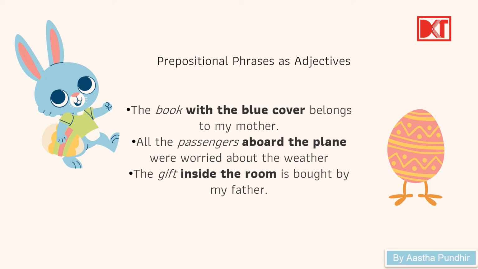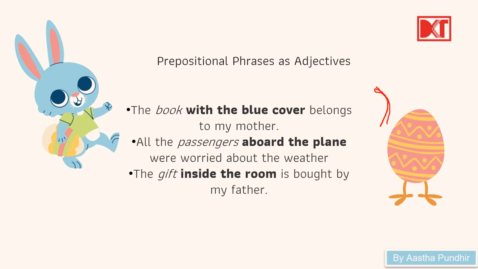So let's see here. The book with the blue cover belongs to my mother. The book with the blue cover. Here the preposition is with, and then we have the blue cover. So the blue cover is the object over here, and the with the blue cover is doing what? This is doing the job of an adjective by describing what? By describing the book. Alright.